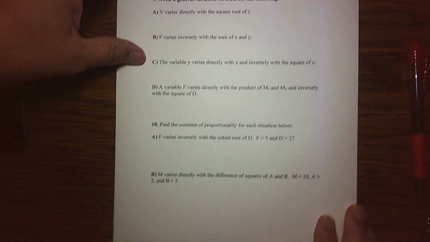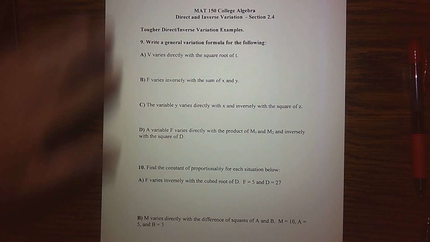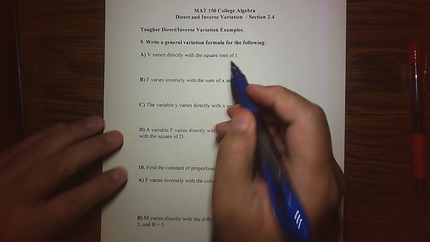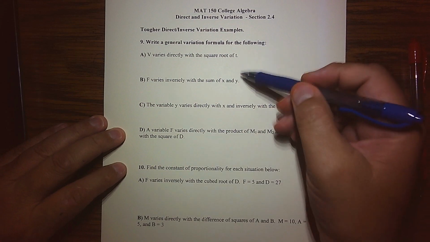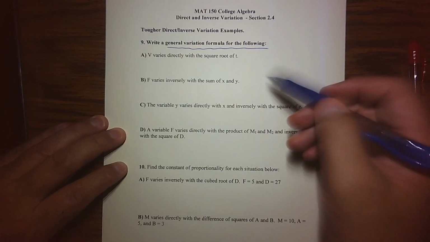Alrighty, so we're still talking about variations, but things are going to get a little different. So again, just read the language. That's really what it's all about, and trust yourself. So the first one, what we're going to do for A, B, C, and D is write the variation formula that's being described.